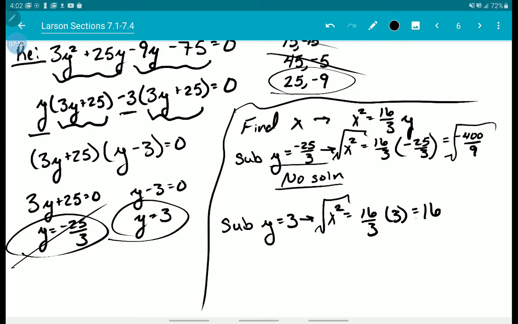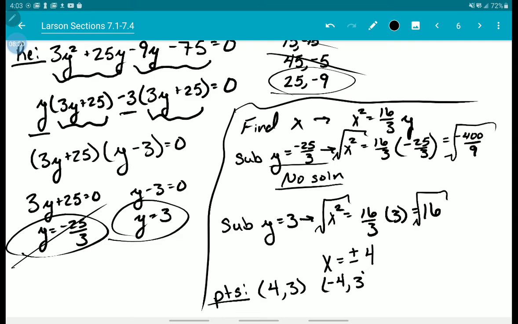And now if I take the square root of both sides, remember we chose to take the square root because we needed x. So we're going to have a positive and a negative value, and it's going to be positive and negative 4. So our points of intersection are when x is 4, y is 3, and when x is negative 4, y is 3. The y is 3 came from over here when we solved after factoring. The x's, plus and minus 4, came from when we substituted the 3 in.